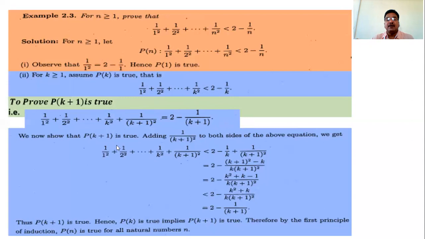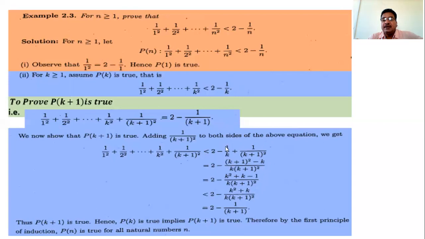So what do we have? 1 by 1 square plus 1 by 2 square plus 1 by k square plus 1 by k plus 1 square is less than or equal to, right here, less than or equal to 2 minus 1 by k plus 1 by k plus 1 square. And then for the addition of these two, take k into k plus 1 square as LCM.